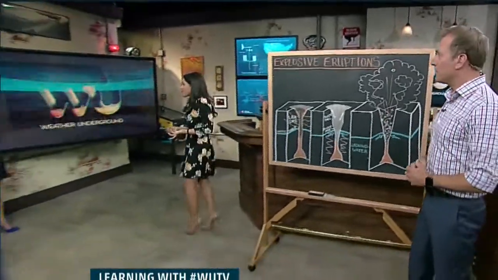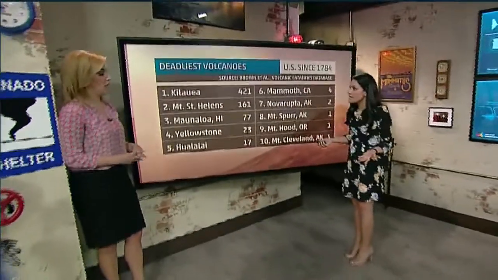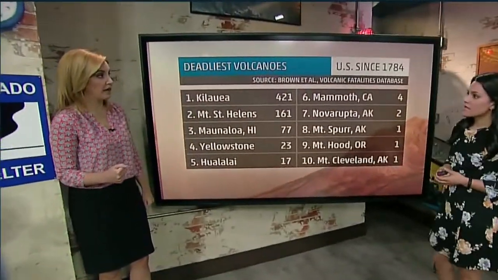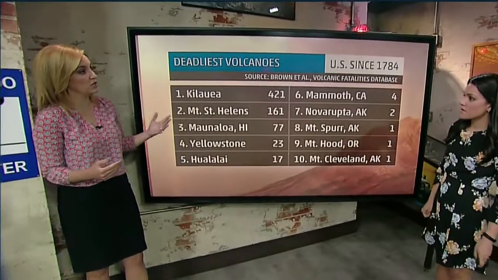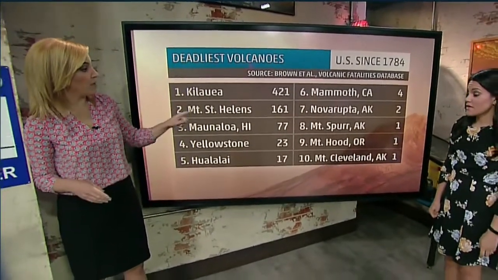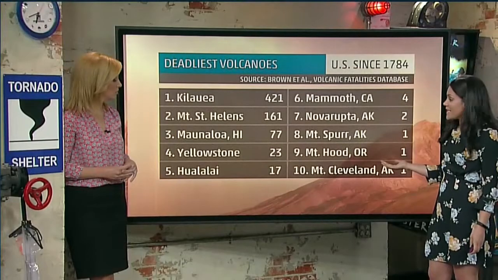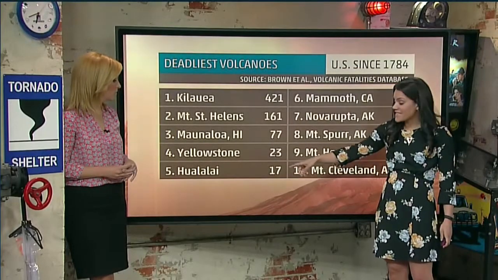Right, it's terrifying, Alex. I mean, when you think about that, to think there are people living nearby this place. I wouldn't want to be there. And when we look at U.S. volcanoes since 1784, the deadliest one was Kilauea, followed by Mount St. Helens. Right. I mean, by far. You look at these 421 deaths, unfortunately, with this, but there are numerous other volcanoes in the United States, I should say.